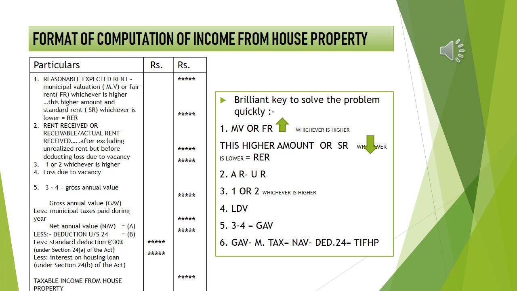Let's have a look at the brilliant key to solve the problem quickly. See here, number first, MU or FR whichever is higher, and the higher amount and SR whichever is lower, that is known as RER. Then second, AR minus UR. Then third, 1 or 2 whichever is higher. Then fourth, LDV. Then fifth, 3 minus 4 is equal to gross annual value. Sixth, gross annual value minus municipal taxes is equal to net annual value, minus deduction under section 24 is equal to taxable income from house property.